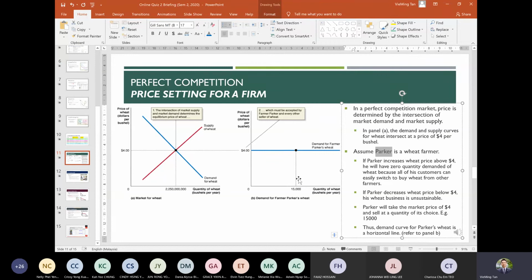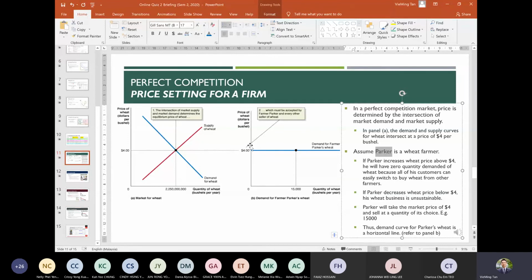So now assume that Parker would like to increase the price himself, to $4.10. If he increases the price from $4 to $4.10, you may find that no customer is going to buy from Parker anymore. Parker is going to lose all of the consumers. Why? Because these consumers will switch to buy from other farmers easily, because other farmers also produce homogeneous wheat. Same thing, no differentiation. So if Parker increases the wheat price to $4.10, he will lose all of his customers. He will get zero customers when he increases the price above $4.